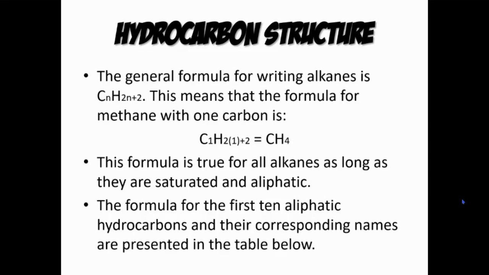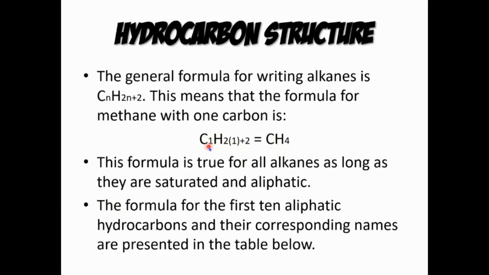The general formula for writing alkanes is CnH2n+2. This means that the formula for methane with 1 carbon is, in typical sense, CH4. Nakita naman natin, C1, H2 times 1 plus 2. So, i-multiply muna natin yung 2 times 1, which is equal to 2, and then 2 plus 2 is equal to 4. So instead of lalagyan pa natin ng 1 dito, automatic na yan, dahil isang carbon atom na present dito.